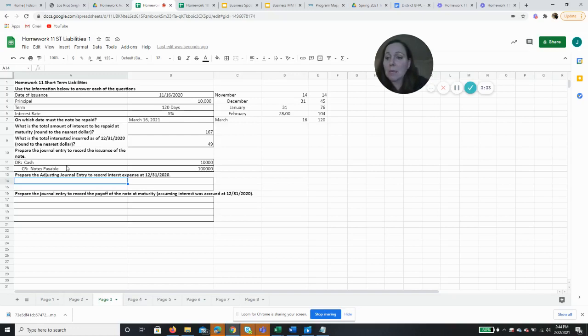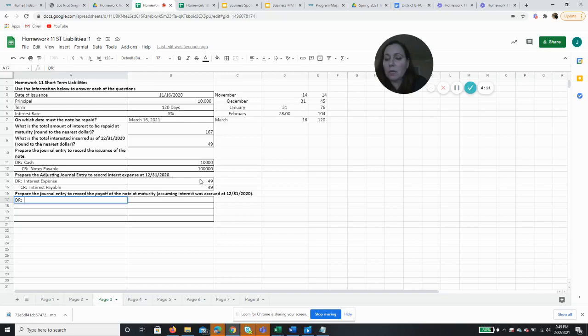We're going to start with the income statement account, and we're going to debit interest expense, and that will be for the interest that was accrued or that was incurred as of December 31st, which is $49. That was our income statement account. Now we have to do our balance sheet account, and we're going to call that interest payable for $49. Now it says prepare the journal entry to record the payoff at maturity.